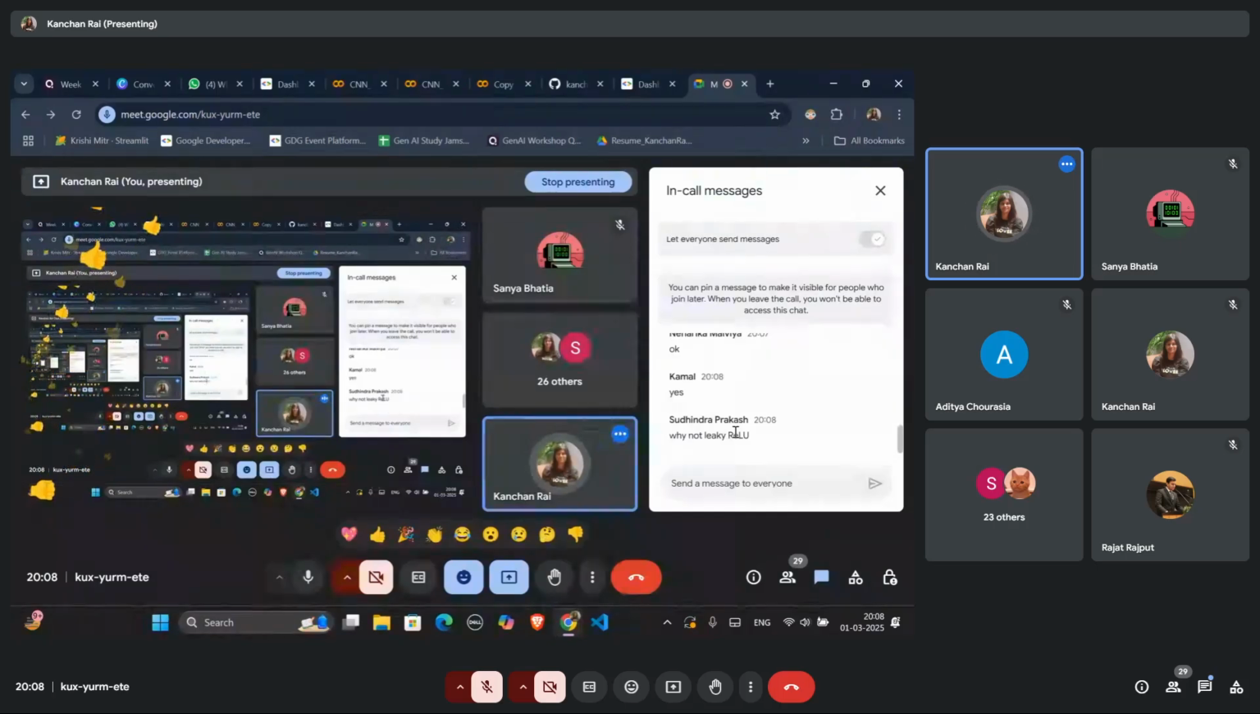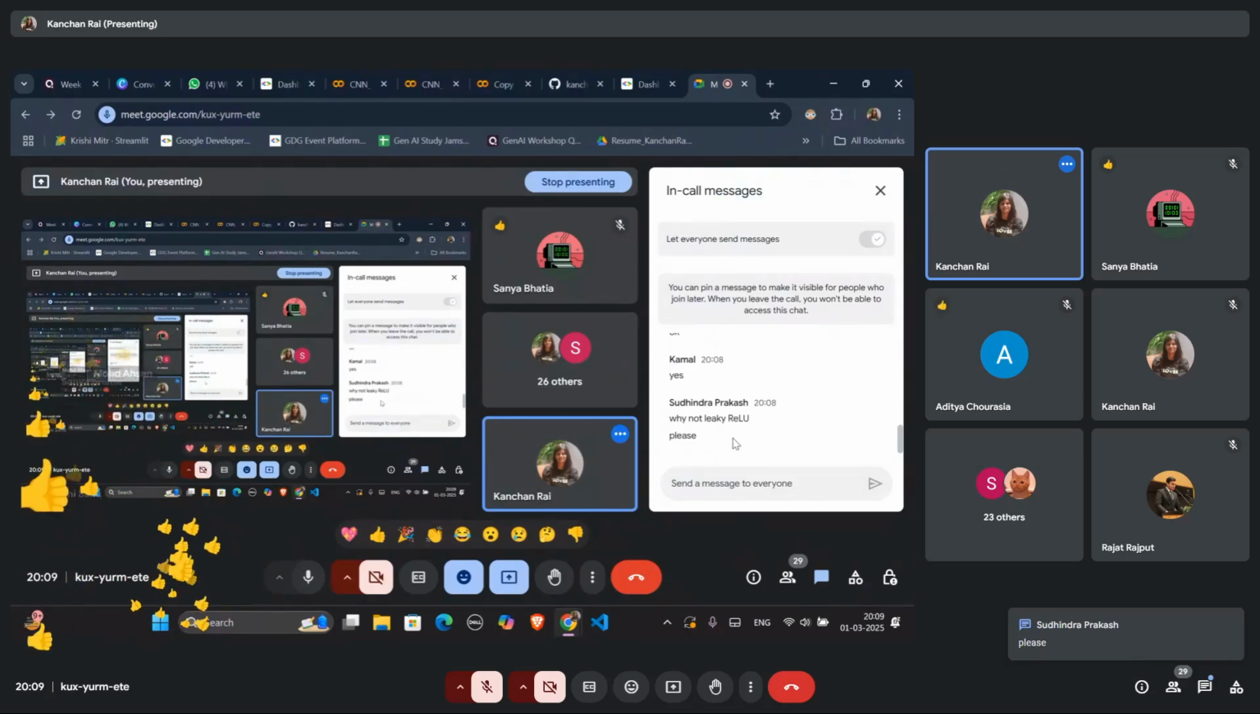Now, why not leaky ReLU? You can use that, but ReLU is the simplest one, and I took this as an example. Should I move to the coding part, guys? If you are clear up till now. Okay.